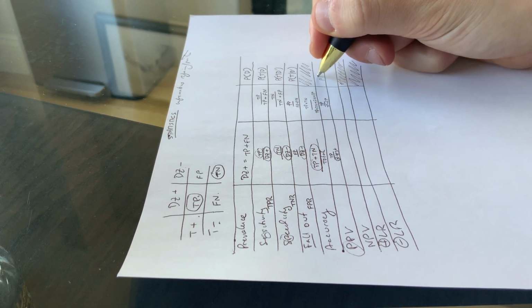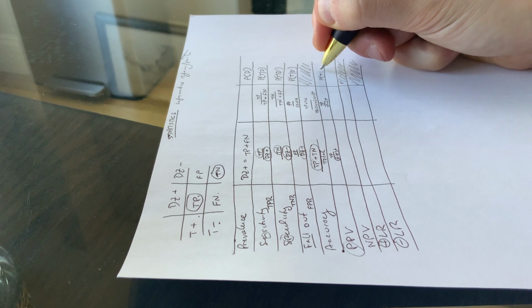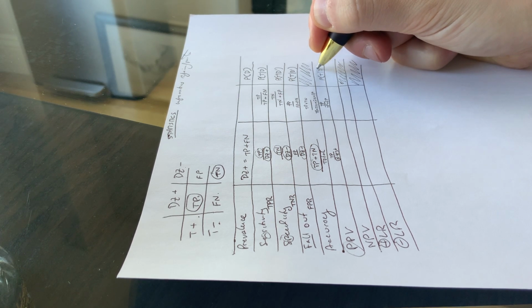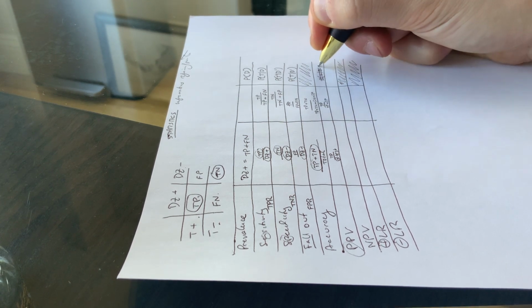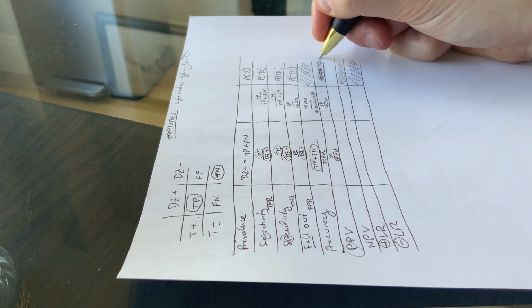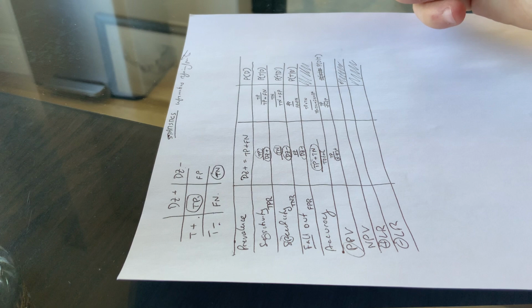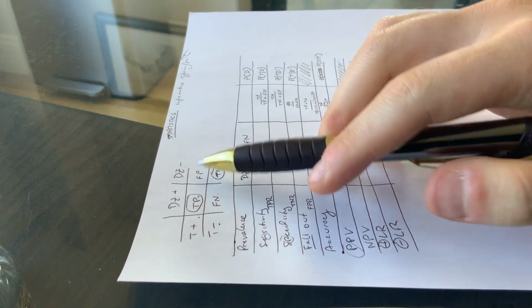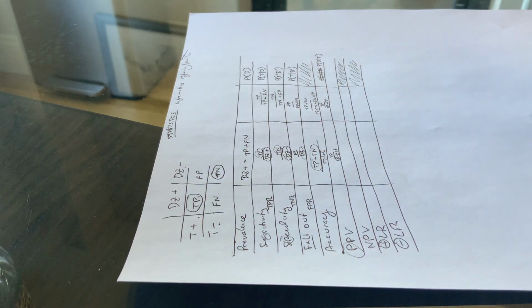And in probability speak, it's going to be how many of those actually have the disease among those who are testing positive, right? Because all of these are testing positive and this one will have the disease.